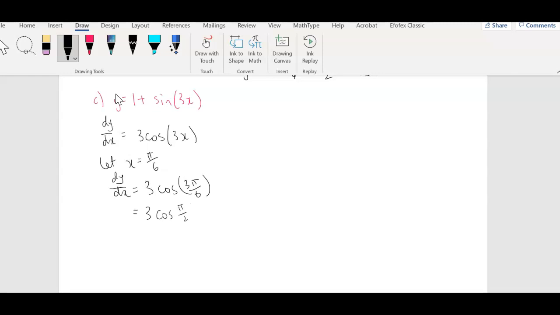And this is where you need to know your exact values. All right, and that's just going to be 3 times 0, so that's 0. And then we're going to find the y coordinate. So y equals 1 plus sine. All right, when I substitute in pi on 6, I'm going to get pi on 2 again. And that y of sine pi on 2 is 1. So 1 plus 1 equals 2.